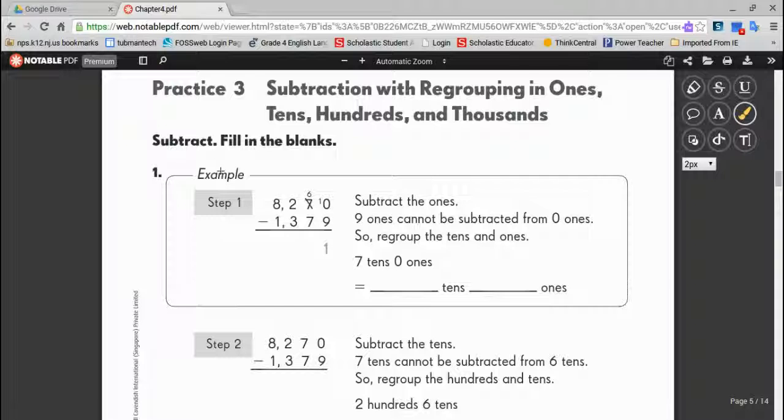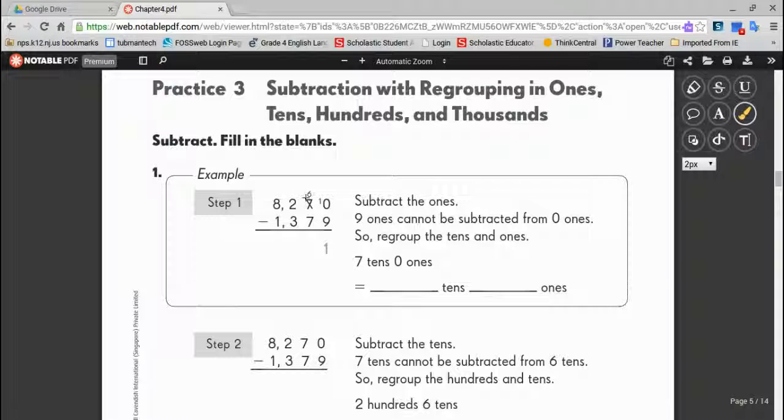Alright, let's look at our example. Step 1. So the first step when we do a problem like this is to subtract the ones. Now, we're going to subtract the ones, but we can't subtract 9 from 0. So 9 ones cannot be subtracted from 0 ones. We can't do 0 minus 9, so we need to regroup. So we regroup from the tens.